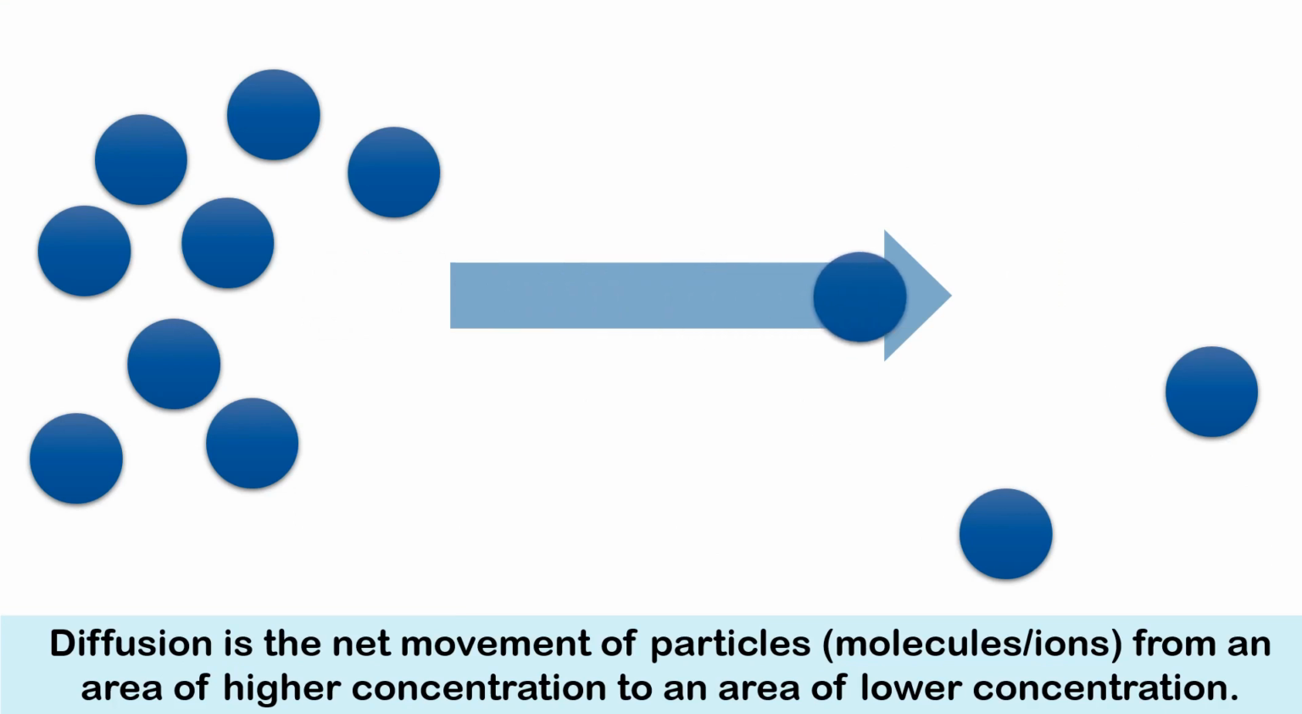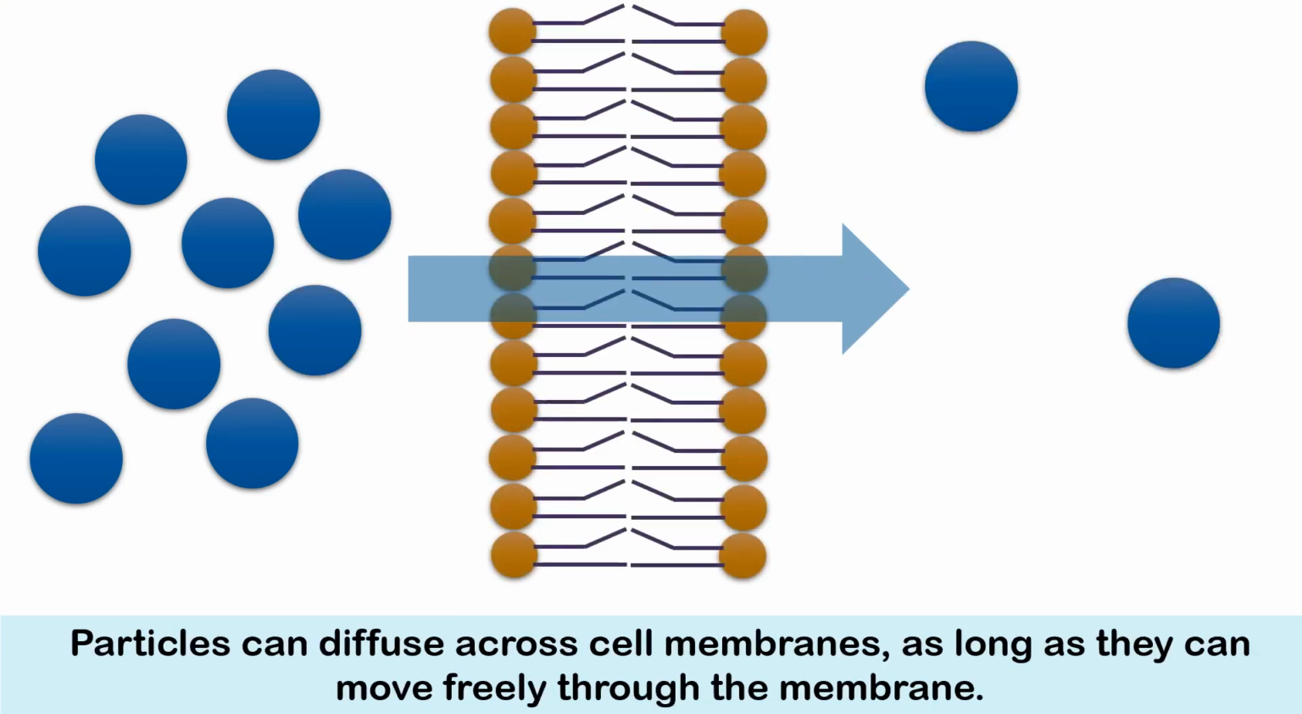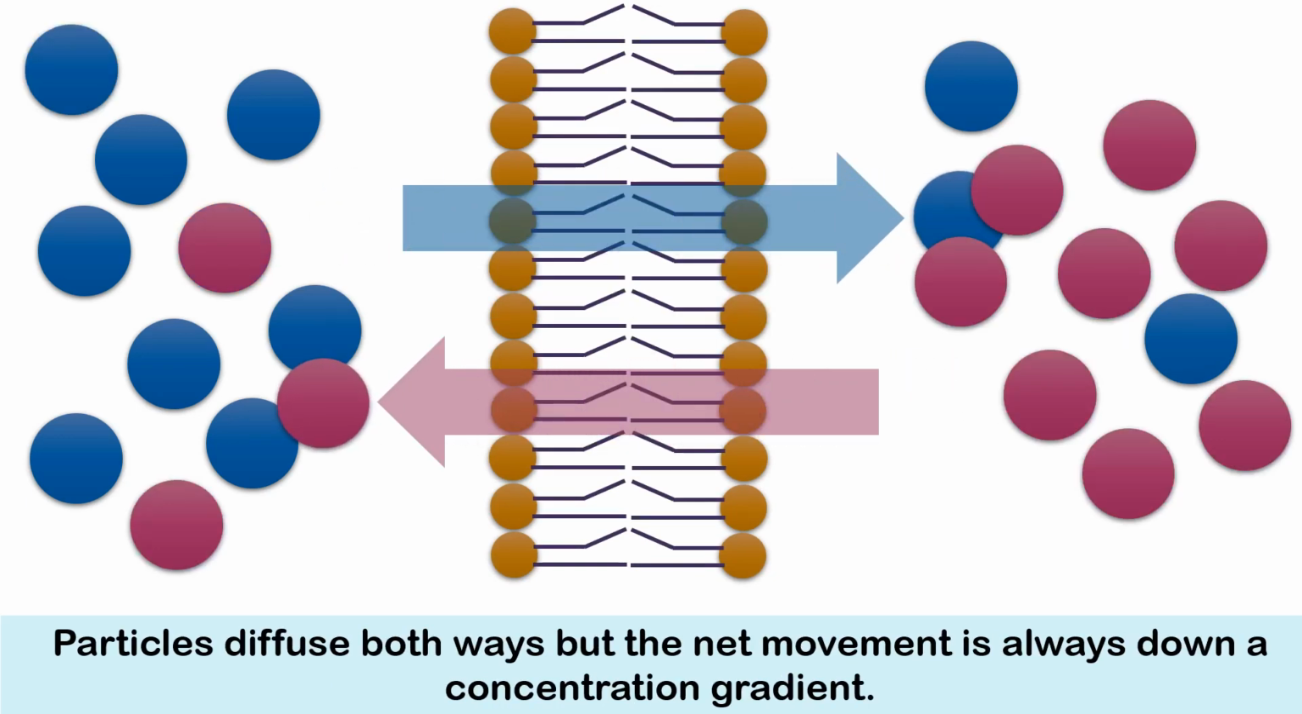Diffusion is the net movement of particles, molecules or ions, from an area of higher concentration to an area of lower concentration. Particles can diffuse across cell membranes, as long as they can move freely through the membrane. Particles diffuse both ways, but the net movement is always down a concentration gradient.